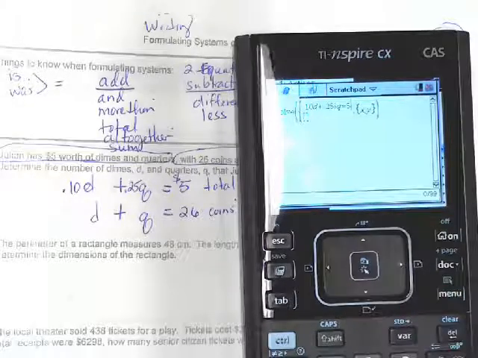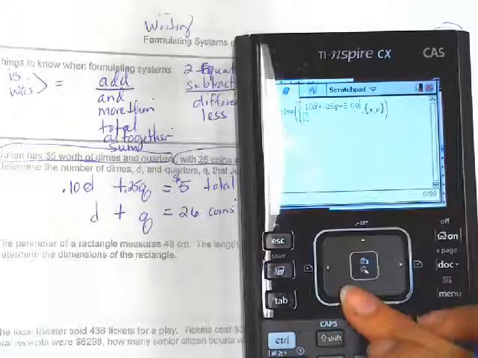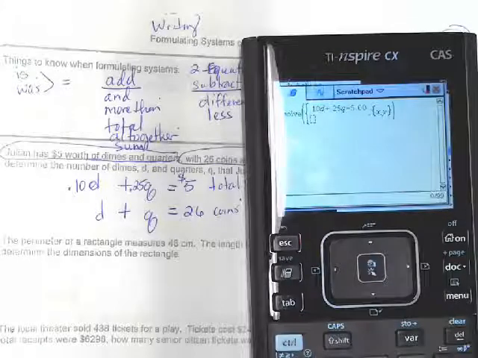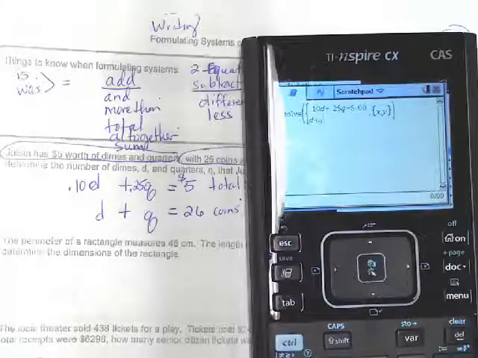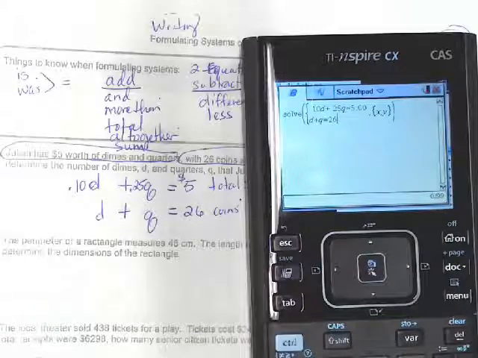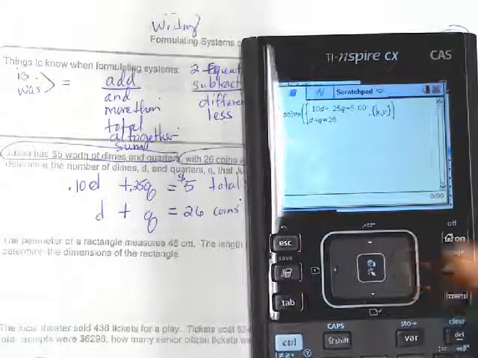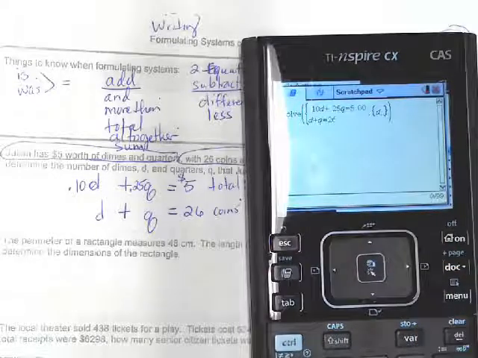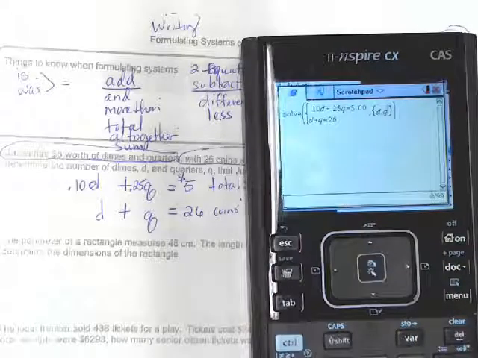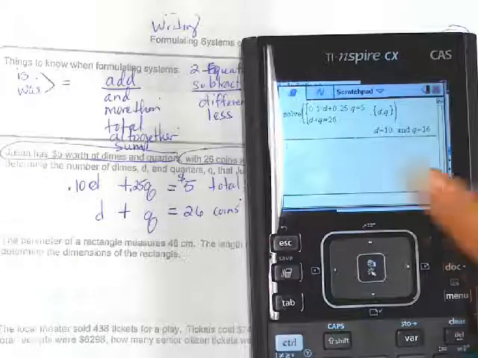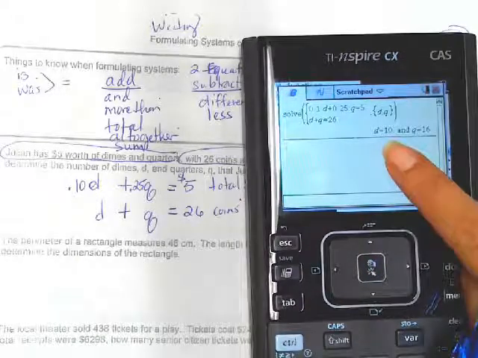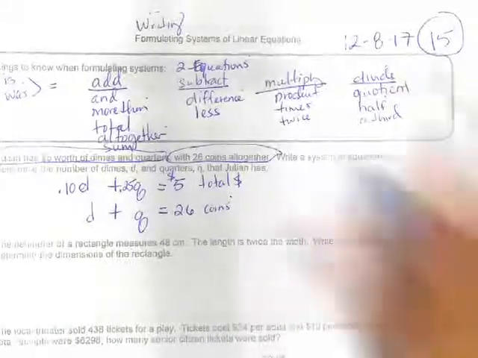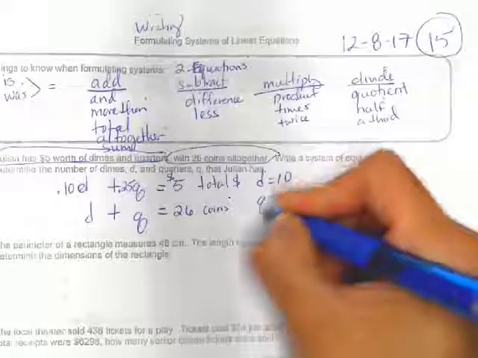You can even put 500, 0.00. And then we have D plus Q equals 26 coins. Now do not hit enter before you change that X to D for dimes and the Y to Q for quarters. Then you hit enter and it gives you the answer. D is 10, so there's going to be 10 dimes, and Q is 16, so 16 quarters.